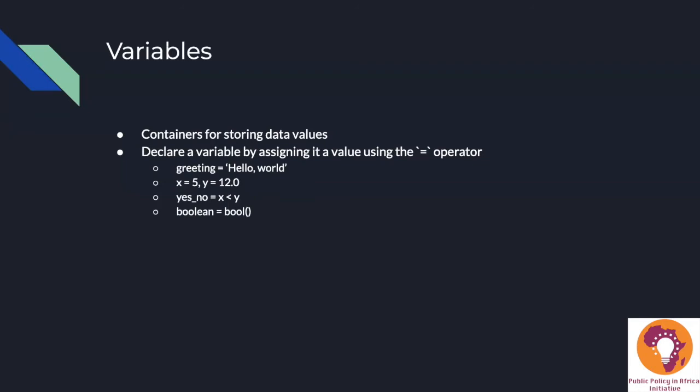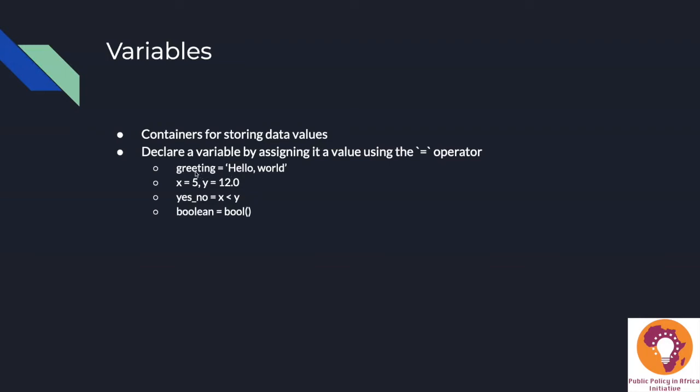So for variables, they're containers for storing data values. You can declare a variable by assigning it a value using the equals operator, one equal sign. You'll notice in the last slide I had a double equals sign when I was trying to evaluate whether or not two values were equal to each other. So this is the assignment operator here. The double equal sign is whether or not the values are equal.